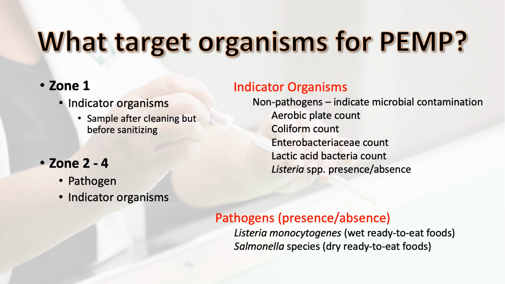If Listeria monocytogenes is your pathogen of concern, you may choose to test for presence or absence of Listeria species on Zone 1 surfaces. Indicator organisms can also be used in Zones 2 through 4, but often in those zones you are looking for the presence or absence of your pathogen of concern, usually Listeria monocytogenes for wet, ready-to-eat food processing facilities, and Salmonella for dry, ready-to-eat food processing facilities.